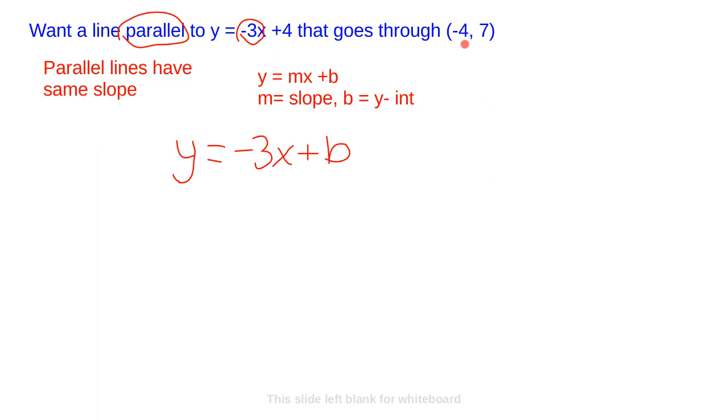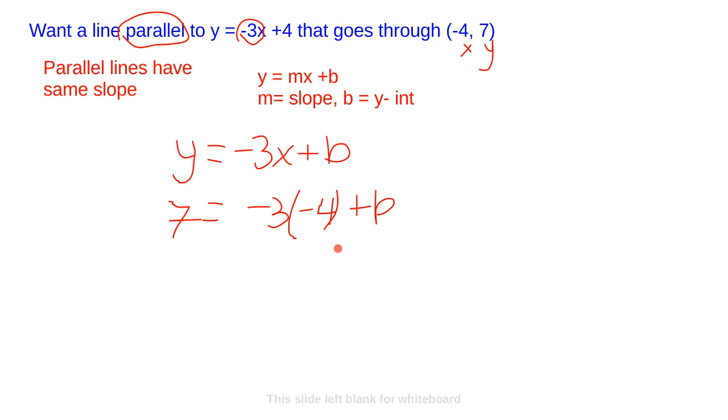Now we can plug this in for the x and this in for the y, and then solve for b, and then that's what it has to be. So we go like this. We're going to have 7, I'm writing with my finger, I apologize, equals negative 3 multiplied by negative 4, because that's what my x was, and then plus b. Now we need to solve for b.